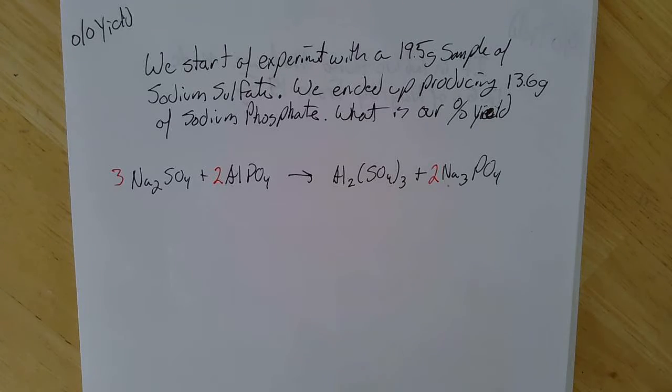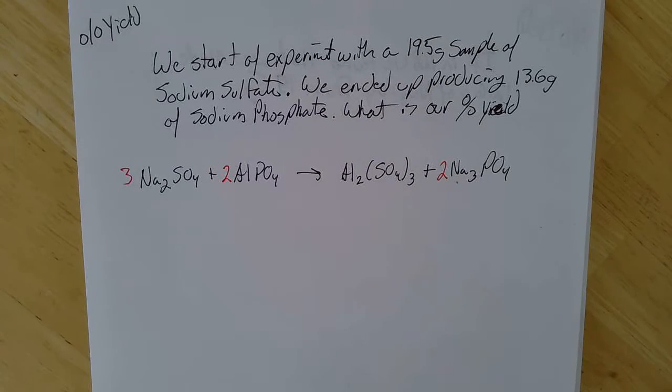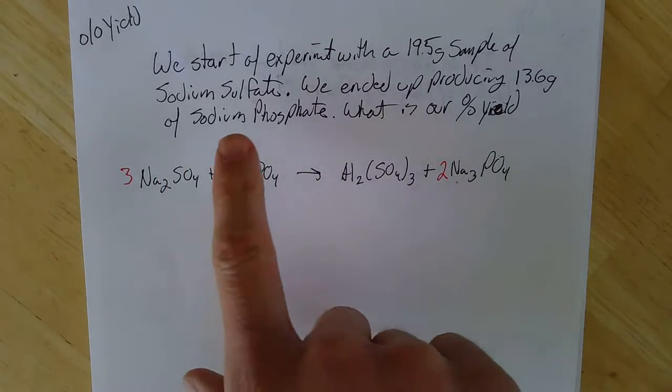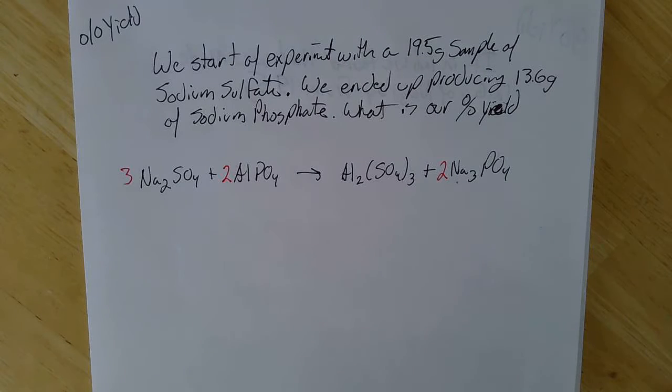And a lot of times it doesn't have to be chemistry, but that same idea, no matter what your future might hold, potentially has that same idea. So let's look at this concept and see what we got. So percent yield. We start with an experiment with a 19.5 gram sample of sodium sulfate. We end up producing 13.6 grams of sodium phosphate. What is our percent yield?